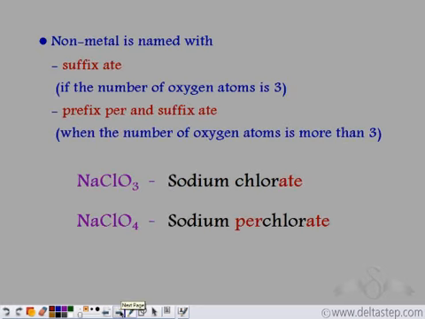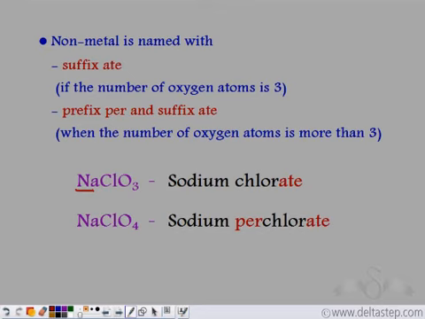Now, what happens when the number of oxygen atoms are more than 2? So the rule says, if the number of oxygen atoms is 3, the non-metal is named with the suffix "ate." Again, the metal remains as it is, sodium, and for chlorine, which is the non-metal, we use the suffix "ate." So it becomes sodium chlorate.